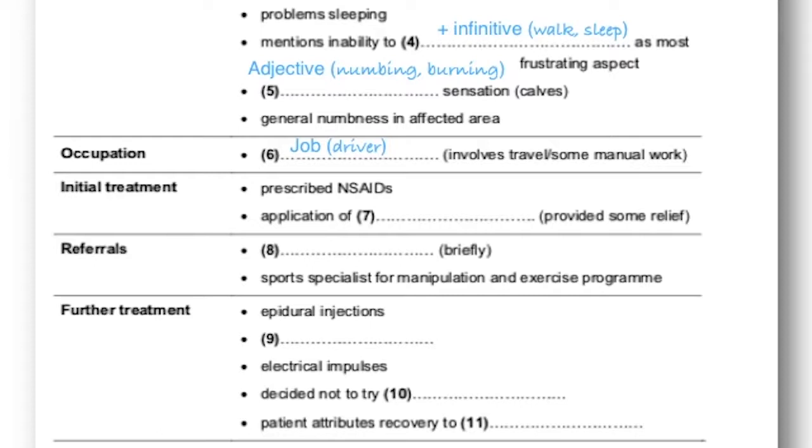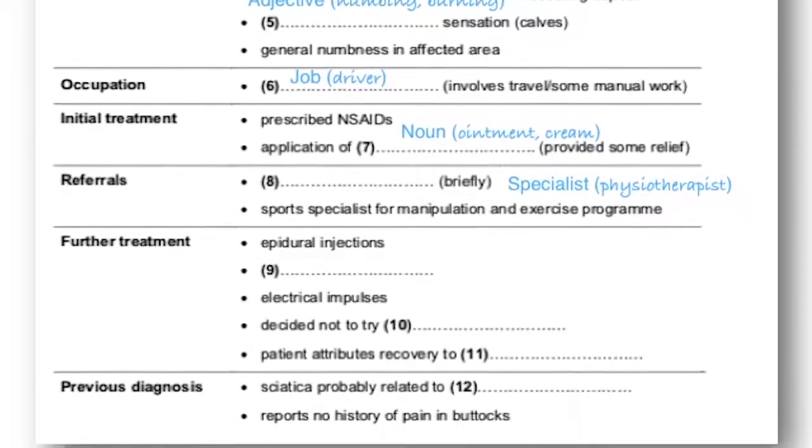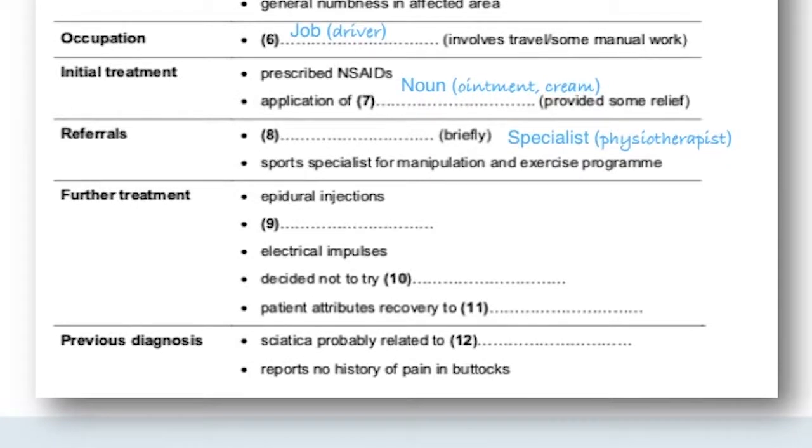Remember the headings. The heading here is initial treatment, so it's going to be a type of treatment. And you can see from the grammar it's going to be a noun. I've put ointment, cream. Could really be any kind of treatment. Number 8, it's a referral. So the answer will be some kind of specialist. And then number 9, 10 and 11, all of these are about further treatment. So they're all going to be related to treatment.